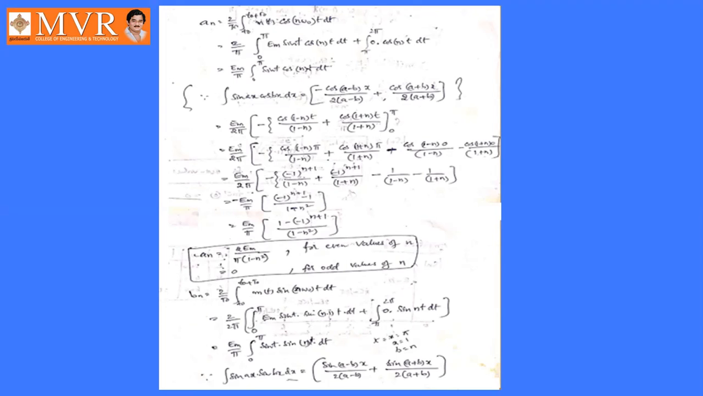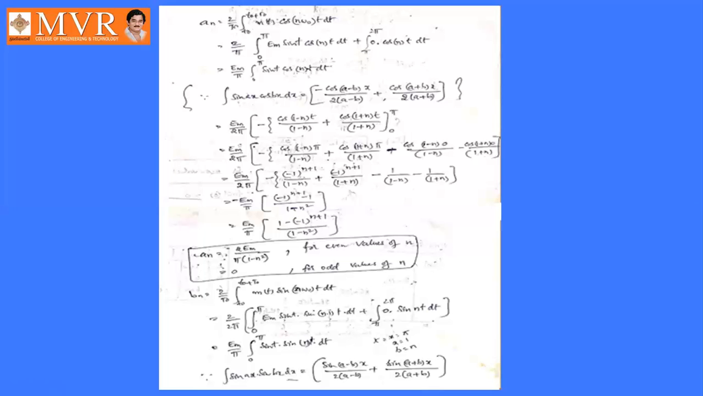For even functions or even signals, we have only cosine terms. For even signals, the problem will contain only cosine terms. Sine terms will become zero for even signals only. So this problem is not an even signal, so we have to calculate the Bn value also.